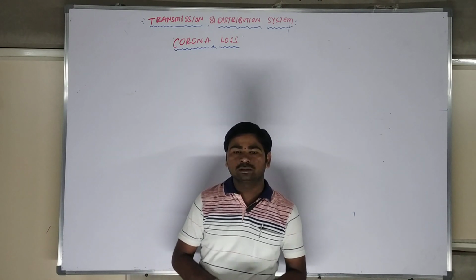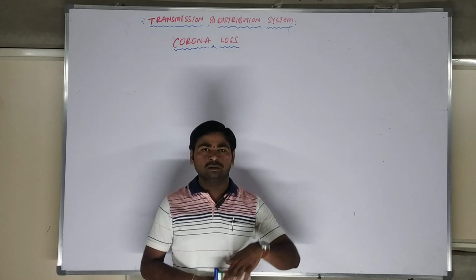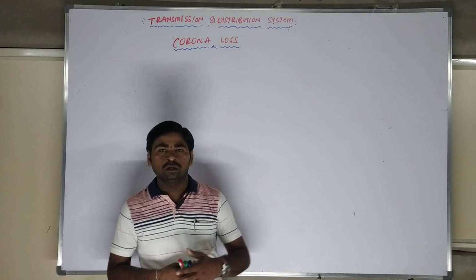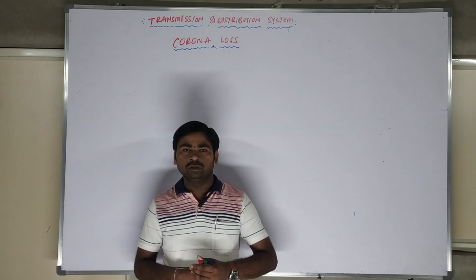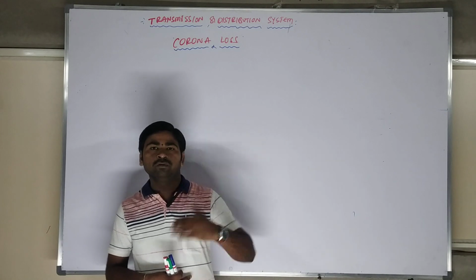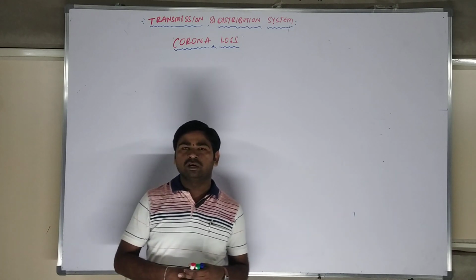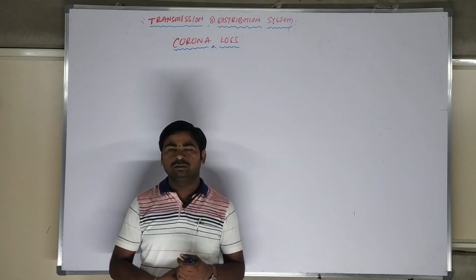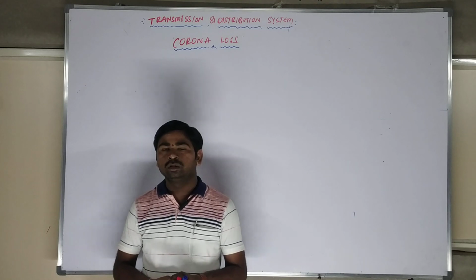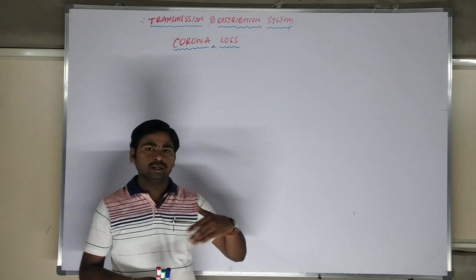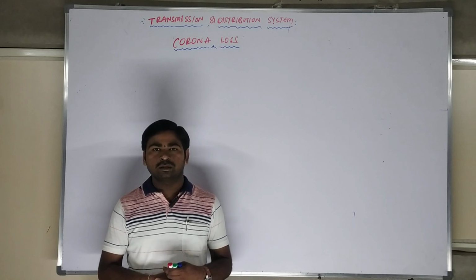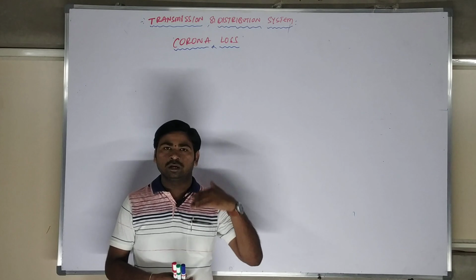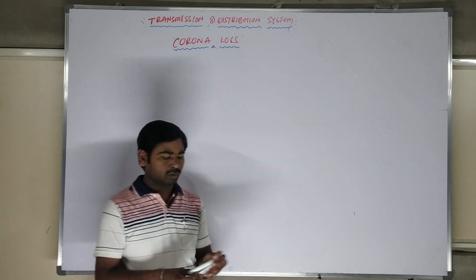Today we are going to continue from the last classes. In the last classes we discussed the concept of corona. The critical disruptive voltage and visual disruptive voltage, these two parts we have completed. Now we are coming to the corona loss formula, how corona loss is calculated in the transmission line. We already said corona is nothing but the ionization of air surrounding the power conductor.